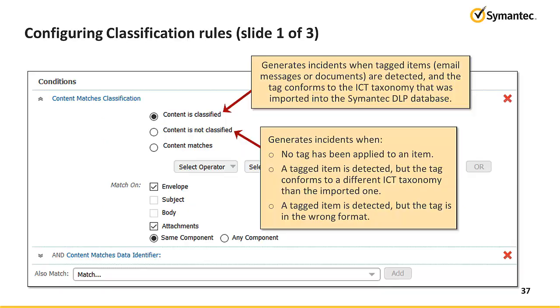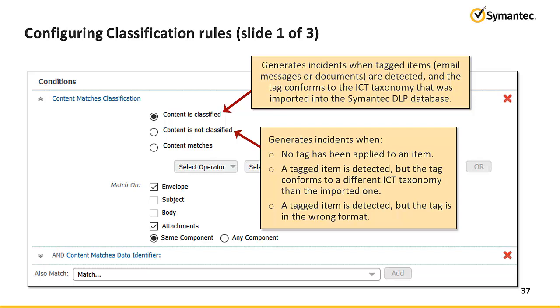Classification rules are configured by setting classification parameters in the Conditions section of the Edit Rule page. The content is classified condition generates incidents when a tagged email message or document is detected, and the tag conforms to the ICT taxonomy that was imported into the Symantec DLP database.